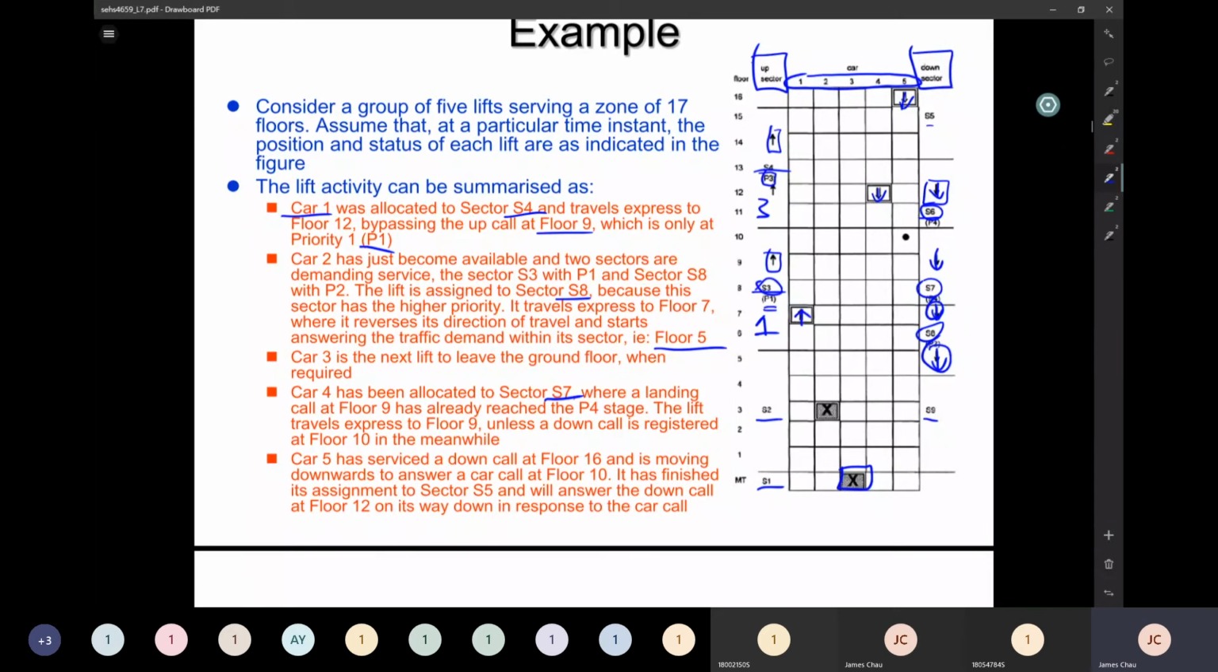Okay. Therefore, it makes the system flexible. But it also means that we need to have better control of the lift in order to serve the priority, right? Because you have many ways to serve the floors. Okay, and later we will give you some more ideas by using another approach to control the lift.